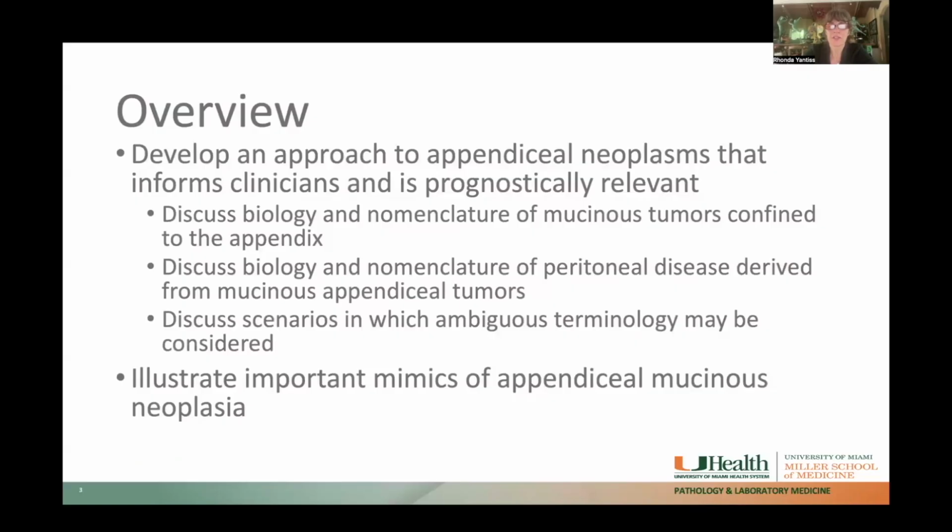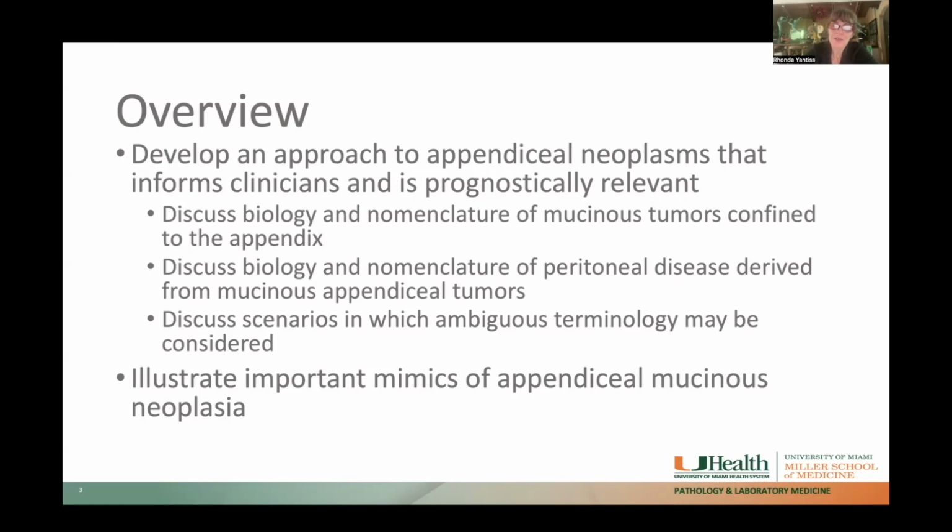So in this presentation, what I'd like to do is help you develop a practical and relevant approach to appendiceal neoplasms that provides valuable information to clinicians and is prognostically accurate. So what we're going to do is talk about the biology and nomenclature of mucinous tumors in a variety of different situations, those confined to the appendix, those that have spread to the peritoneum, and those in which it's not clear to us what the natural history of the lesion might be.